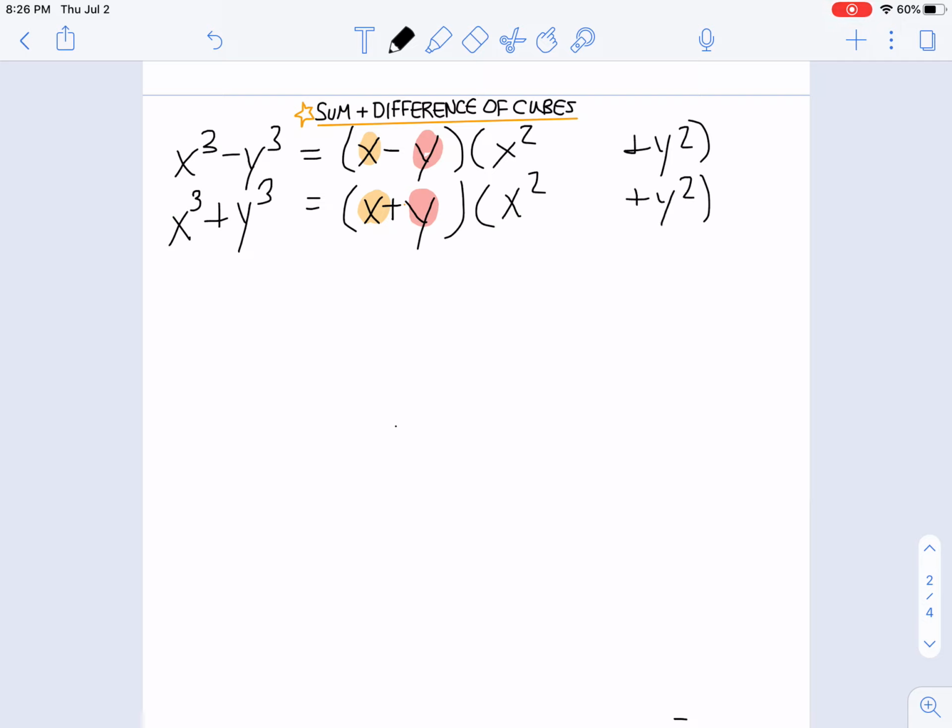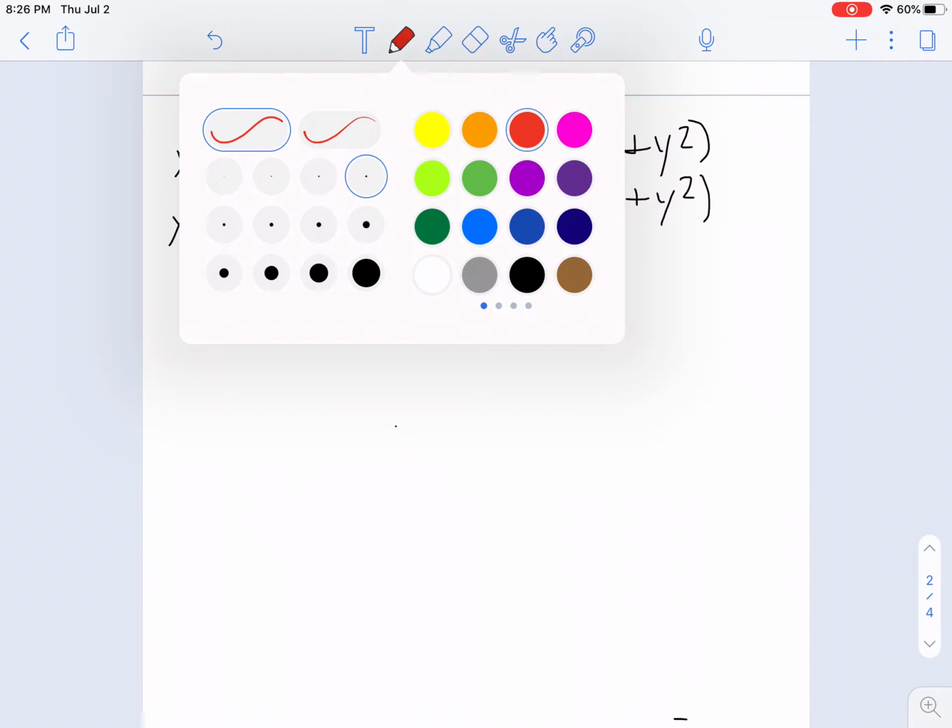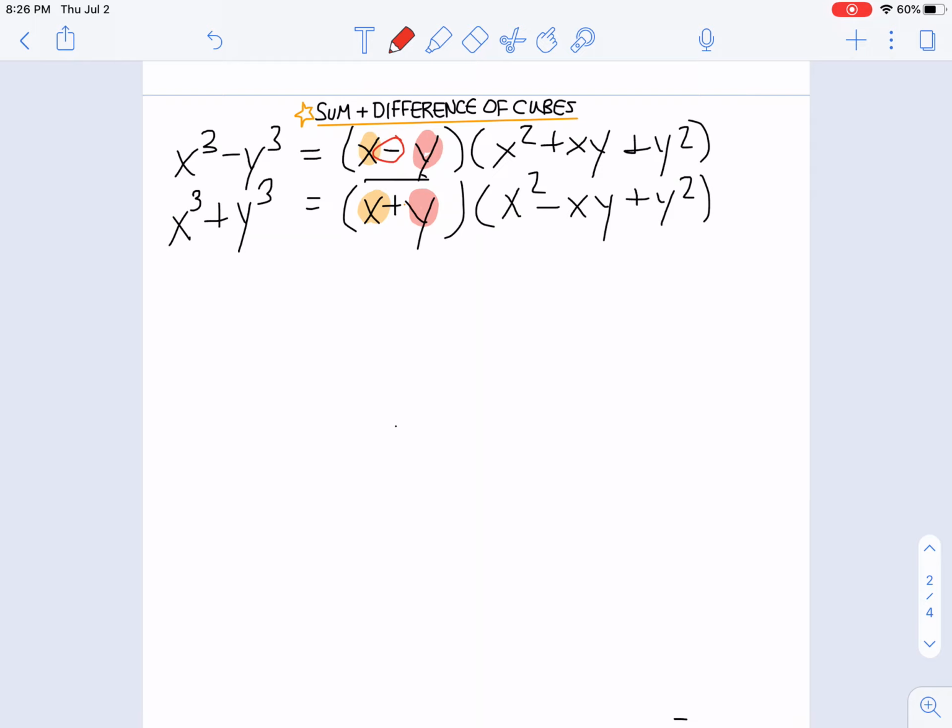And then the middle term is obtained by multiplying the two terms together and changing the sign that is in the first bracket. So x times negative y is negative xy, and then we change it to plus xy. And here we have x times positive y is plus xy, so we're going to do minus xy. So what you'll notice is that you're going to have a different sign here and here, so they will not match. And same thing here, we have a plus, and in the second bracket we have a minus.